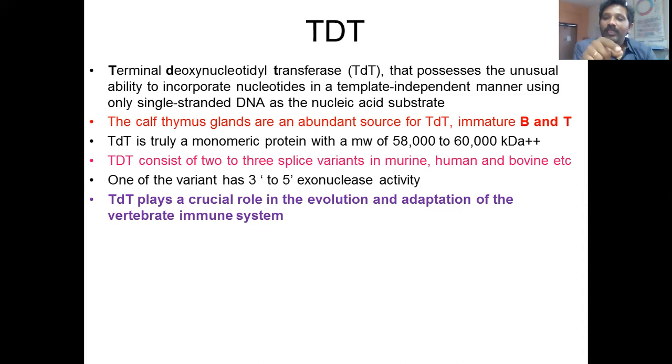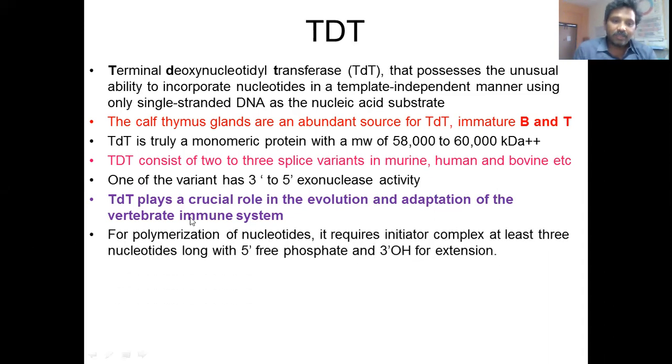And when it comes to T cell receptors, TCRs are almost 10 to the power of 18. So almost every antigen present on the earth has an antibody in the immune system. That's all because of terminal deoxynucleotidyl transferase.